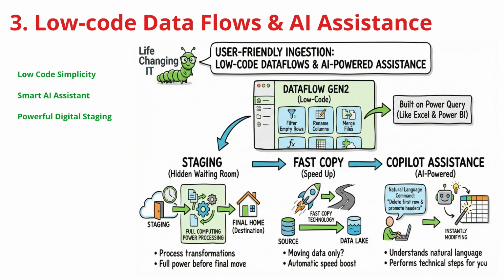When you don't need to change anything and just want to move data quickly, Fabric switches into fast copy mode. This automatically accelerates the transfer to get your data where it needs to go in record time. But the real magic is the AI Copilot. You can literally talk to your data tools in plain English. Just type a request like, delete the top row and rename my columns, and the AI takes care of the technical heavy lifting for you. It's like having a professional data engineer sitting right next to you, making data ingestion easier than ever before.